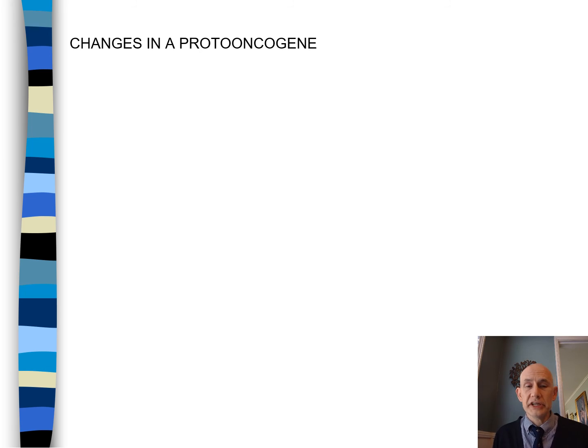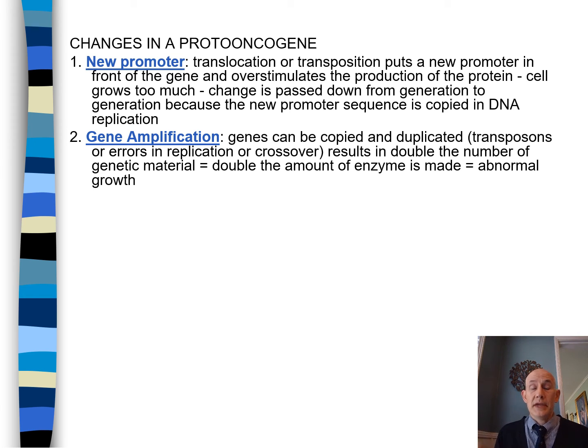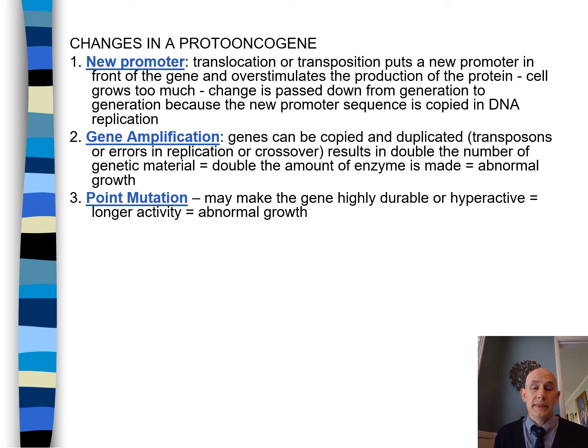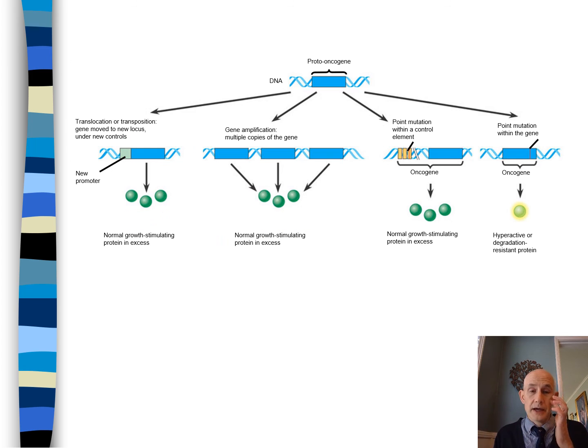Changes to a proto-oncogene that could lead it to becoming cancerous. You get a new promoter, so then maybe a growth factor gets copied extra times because the new promoter is more active. Maybe a gene gets copied incorrectly, maybe in crossing over, and then you have two of a specific gene in a cell, and that causes the growth factor to be produced more. Maybe there's a point mutation, it makes the mRNA last longer, changes in the tumor suppressor, anything like that.